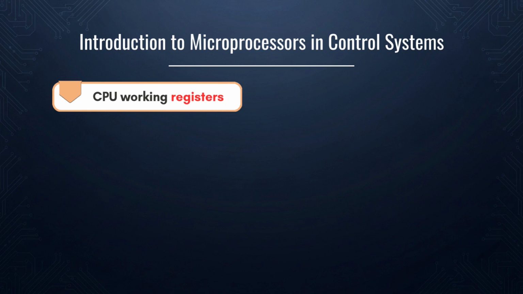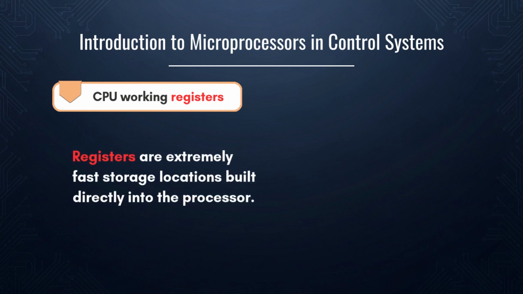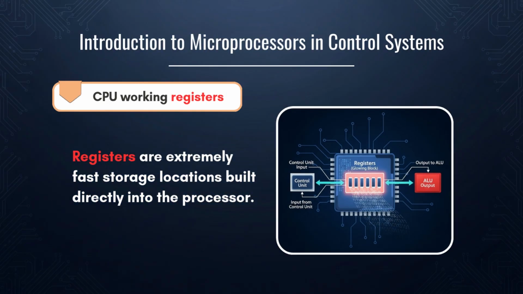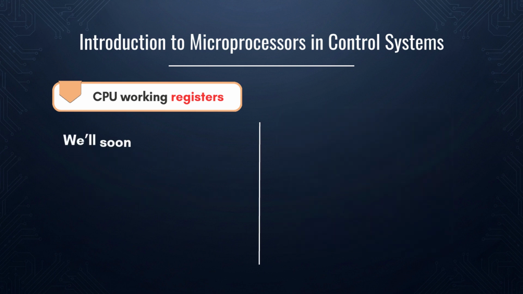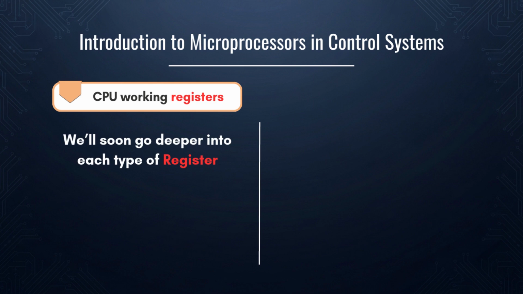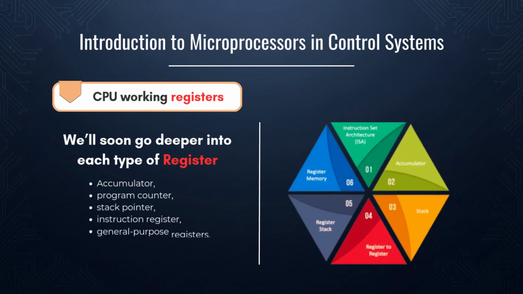Next, we have the registers. Registers are extremely fast storage locations built directly into the processor. Accessing data from a register takes a fraction of the time it would take to fetch it from main memory. Think of registers as the CPU's scratch pad, the place where it keeps the most important numbers right at hand. We'll soon go deeper into each type of register: accumulator, program counter, stack pointer, instruction register, general purpose registers, and of course, the status flags.